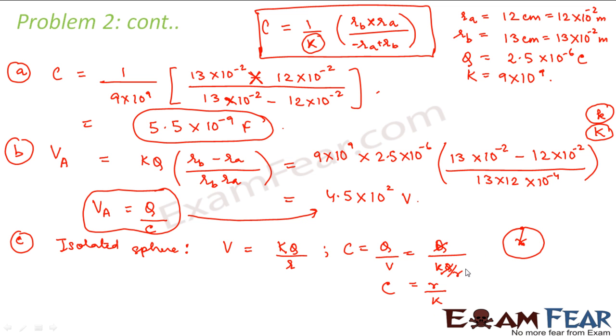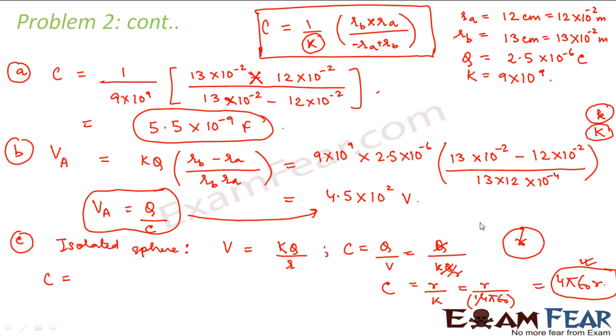What is this K? The constant K was nothing but 9 into 10 to the power 9, that is 1 by 4 pi epsilon naught. K is equal to 1 by 4 pi epsilon naught. So this capacitance can be written as 4 pi epsilon naught into R. So the capacitance of an isolated sphere is 4 pi epsilon naught R. So we have to calculate this value. So calculate it, you get R divided by K.